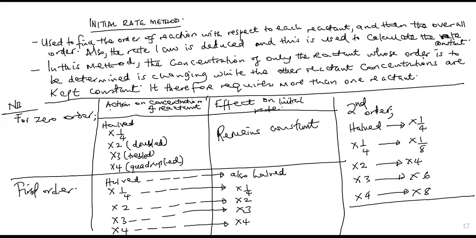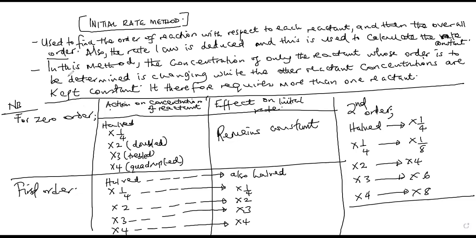As I told you, we are going to look at the initial rate method in determining the orders of reaction, deducing the rate equation, and calculating the rate constant. When we talk about the initial rate method, you're given the initial rates of a certain reaction, and we can use this method to find the orders of reaction with respect to each reactant, meaning that in this case we are going to have more than one reactant. Then the overall order can also be obtained by summing up the individual orders. Also, this rate law can be deduced, and from the rate law we can get the rate constant.